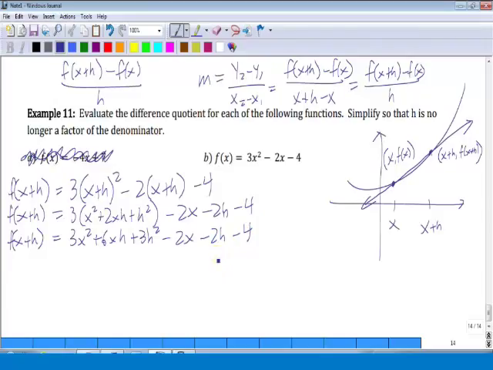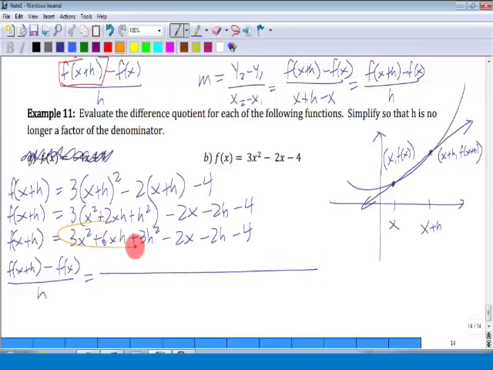That's the biggest part of it. That's not the whole thing, but that's the biggest part of it. We're going to take that and substitute it into that great big difference quotient. So f of x plus h minus f of x all over h. So all of this is going to go right here.